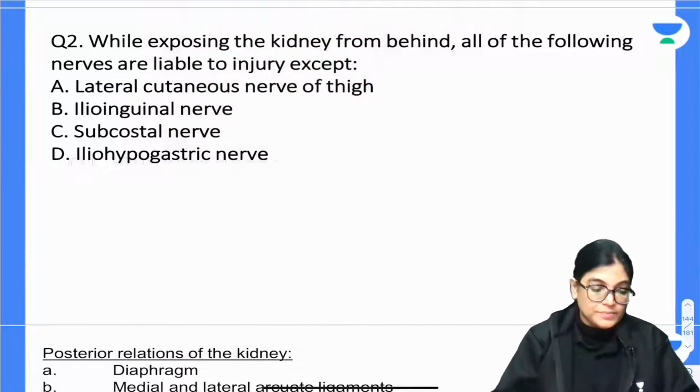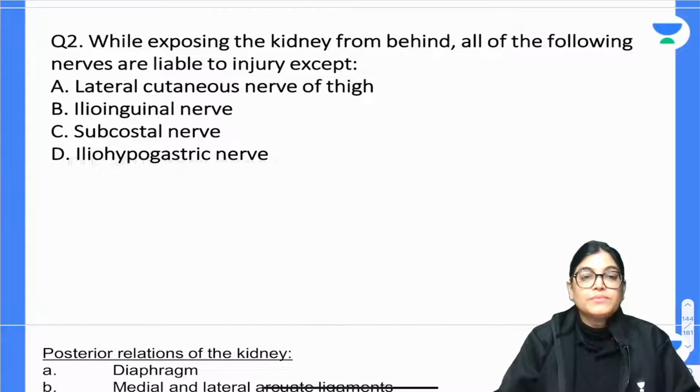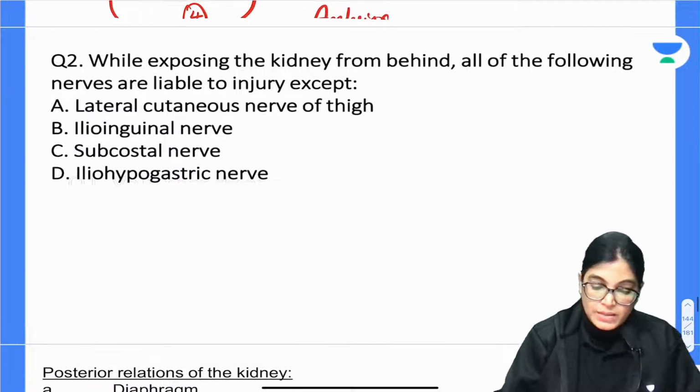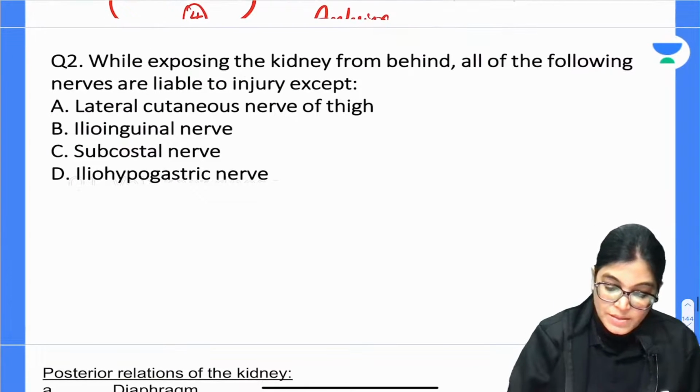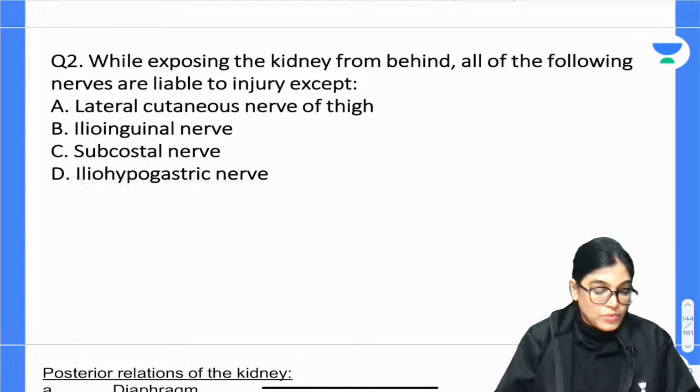Mark the correct answer. Amit Behra has given 2 answers, A. What about others? Welcome Amit. Mark the correct answer, dear. Your time starts now. Mark the correct answer. Okay, what about others?